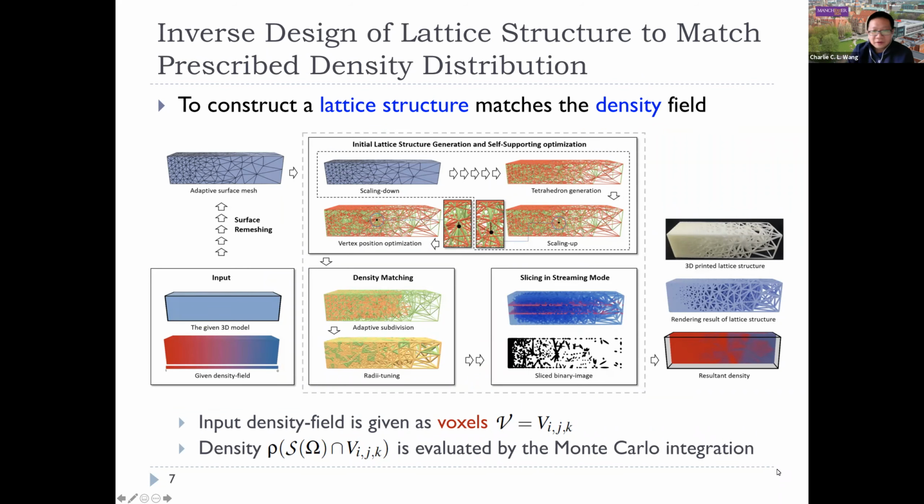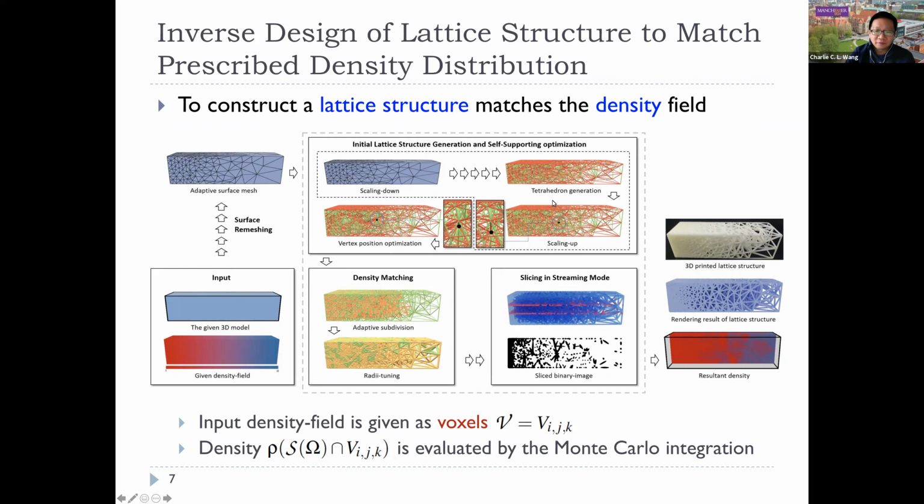With the help of these tools, we are able to develop a framework to conduct the inverse design of lattice structures to match prescribed density distributions. As shown here in this framework, we are given a density field which needs to be realized by a lattice structure. Then we generate an adaptive surface mesh according to the density requirements. We further refine this surface mesh, convert it into a volume mesh, and then use the edges of this volume mesh as a skeleton.